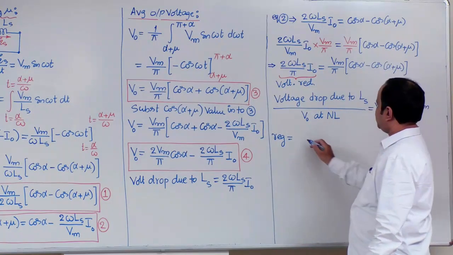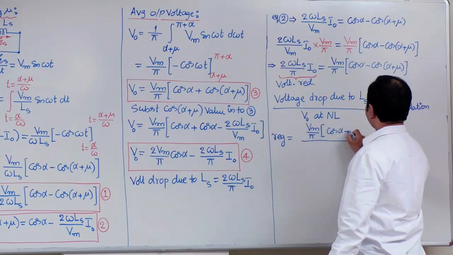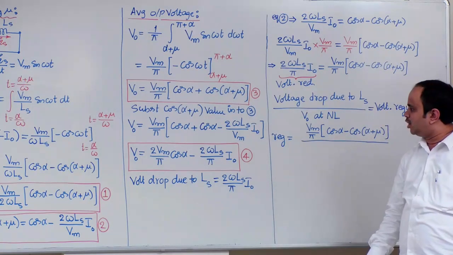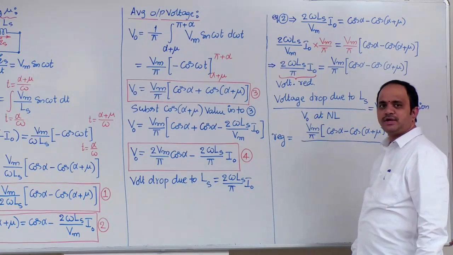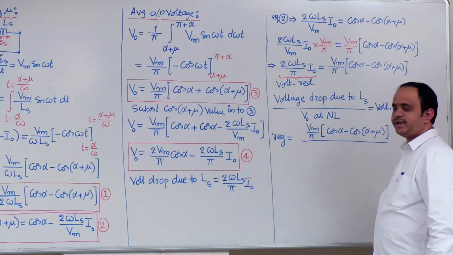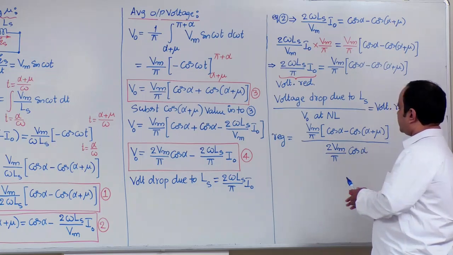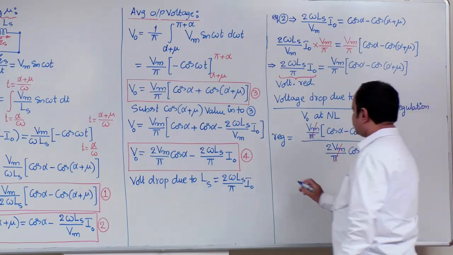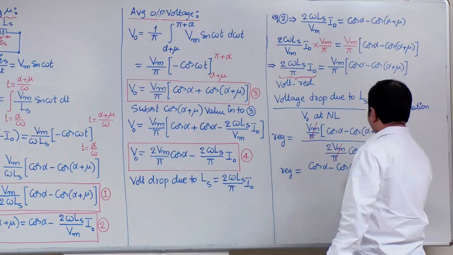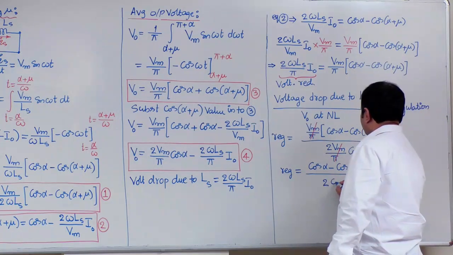Numerator term, I can use this equation. What is that? Vm by pi multiplied with cos alpha minus cos of alpha plus mu. Denominator V naught at no load. V naught at no load means I naught is equal to 0. Therefore, by using equation number 4, no load voltage, we can say that 2 Vm by pi into cos alpha. So here Vm by pi will get cancelled out. Hence, regulation is equal to cos alpha minus cos of alpha plus mu divided by 2 cos alpha.